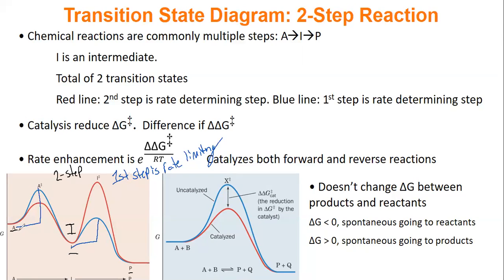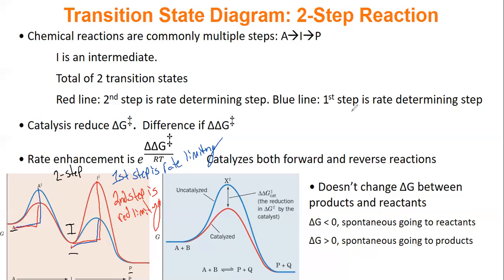In the red curve, delta G double dagger is higher in the second reaction. So the second step is rate limiting for the red curve. And by rate limiting, I just mean the speed of the whole reaction is based on that step. The rate limiting step is always the slowest step, and that determines the overall speed of your reaction.